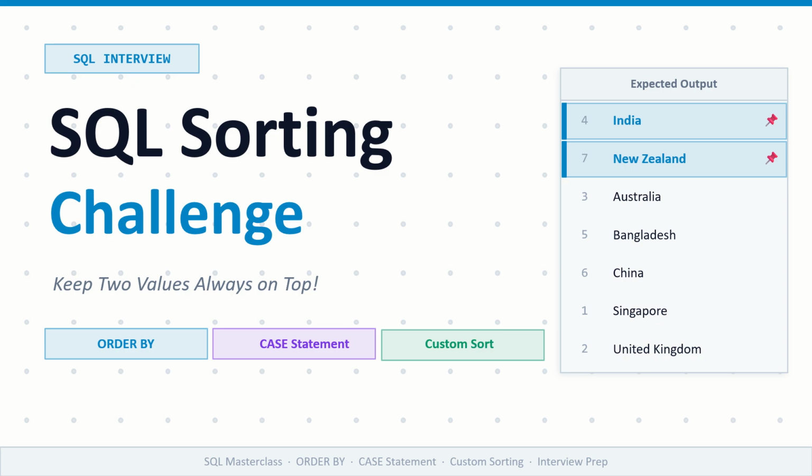So today we will be solving a really popular SQL interview question, and the problem is: how do you sort a table so that two specific values always appear at the top and everything else follows in alphabetical order. The expected outcome for this problem will look like this: we want India in the first row and New Zealand in the second row, and every other country should follow alphabetical order. This is a very interesting problem, and we will also use an ORDER BY CASE statement here to get this desired output.